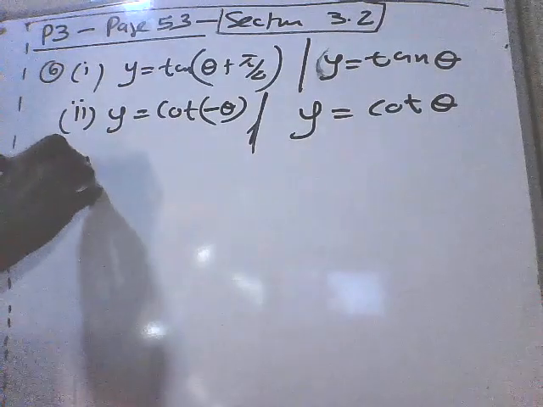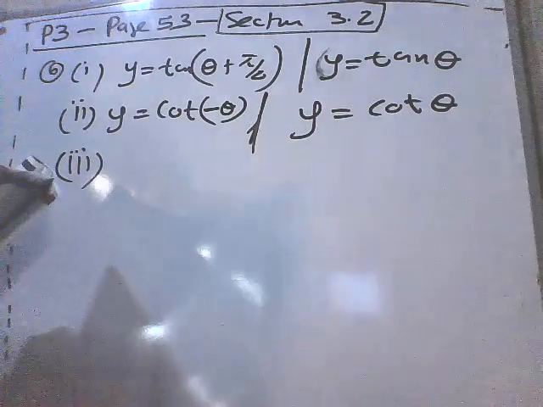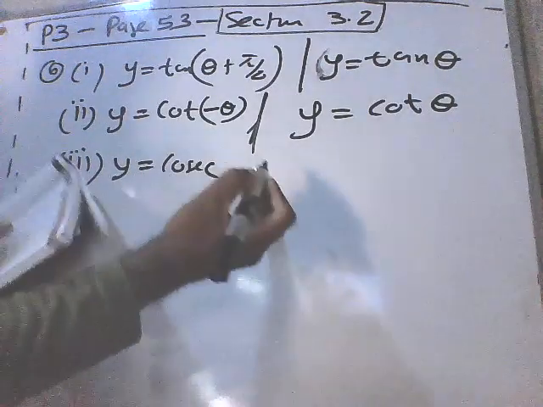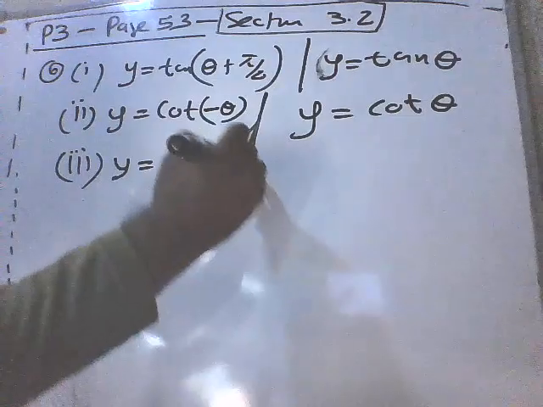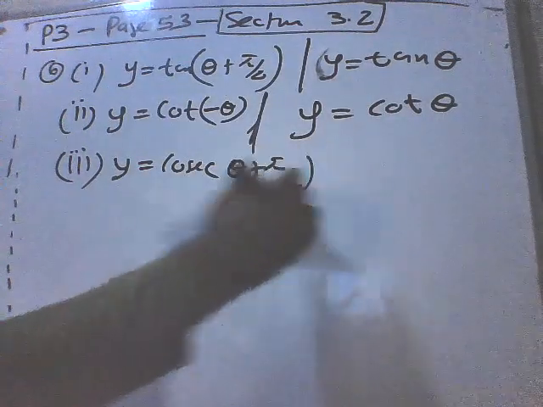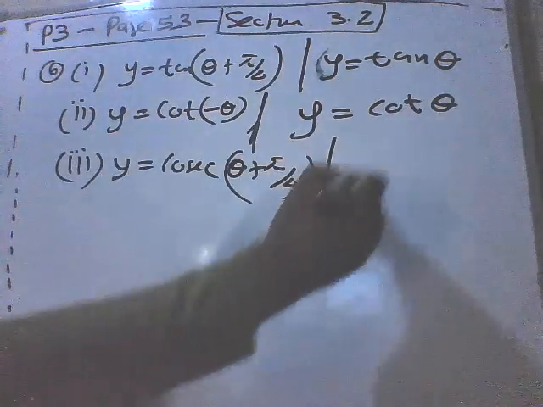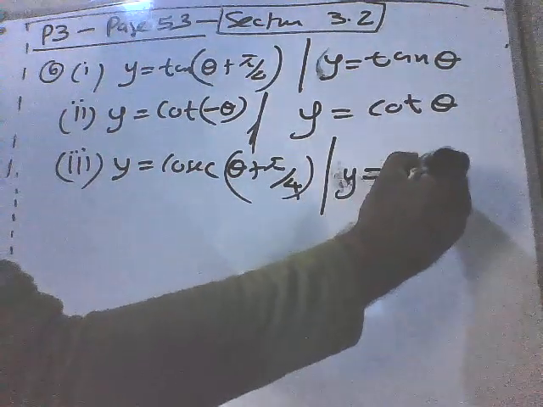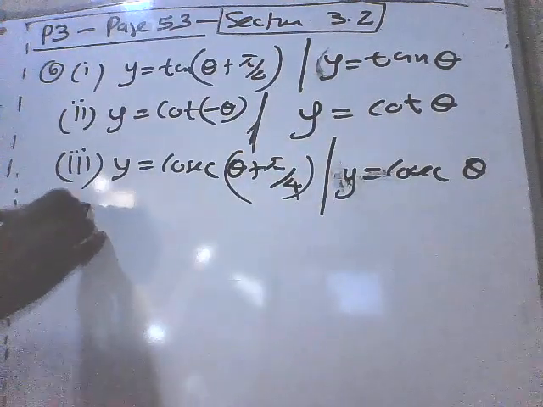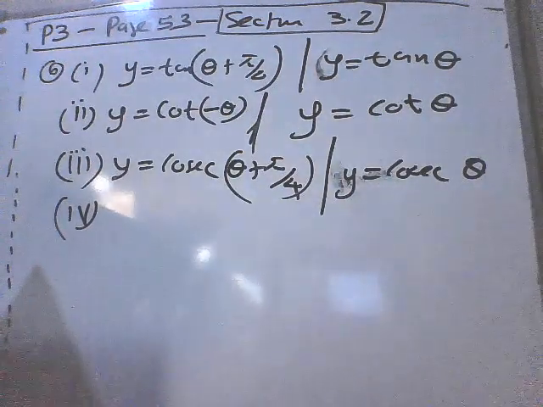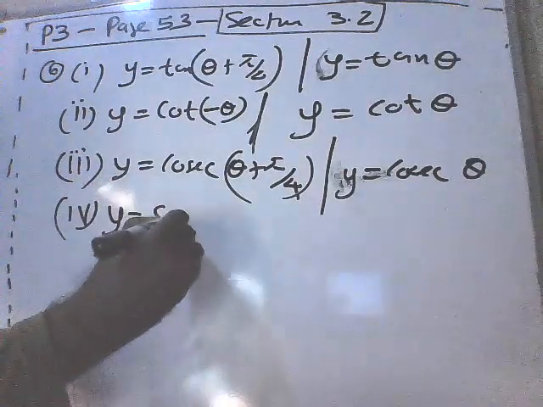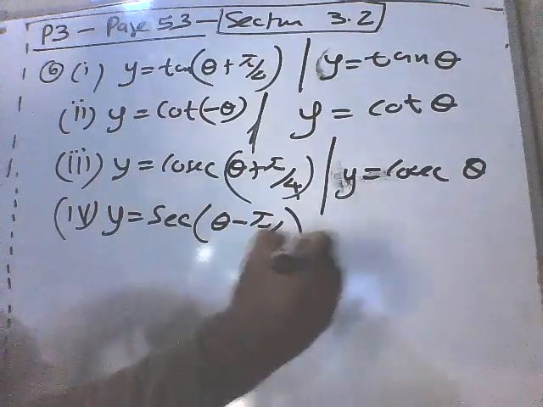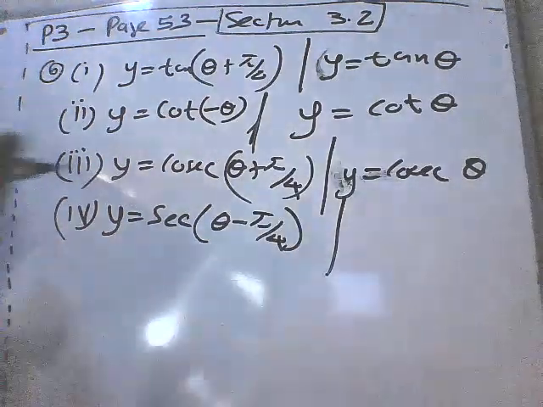Part 3 is y equals cosec of theta plus pi over 4, and y equals cosec theta. And part 4 is y equals sec of theta minus pi over 4 and y equals sec theta.